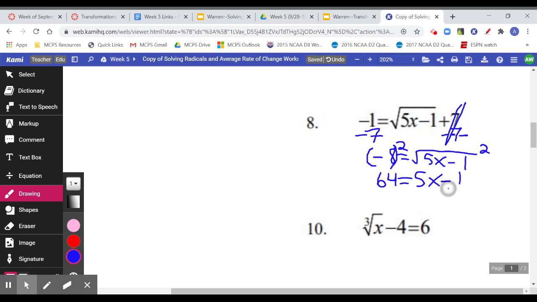Now I'm going to deal with this subtraction, so I'm going to add 1 to both sides. I'm left with 65 is equal to 5x. And then I'm going to divide both sides by 5. And when I do that, I end up with 13 is equal to x.